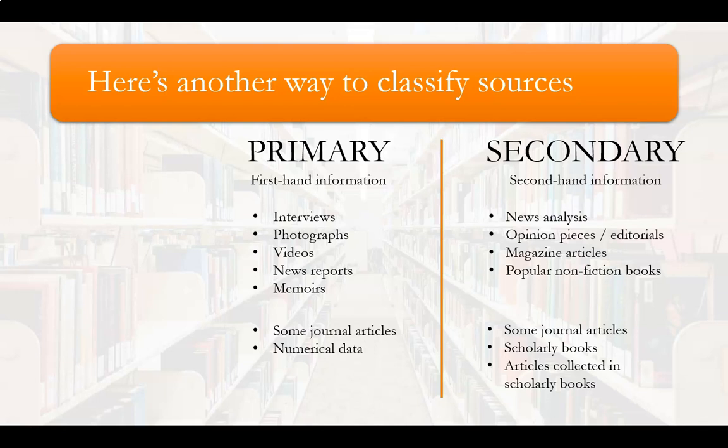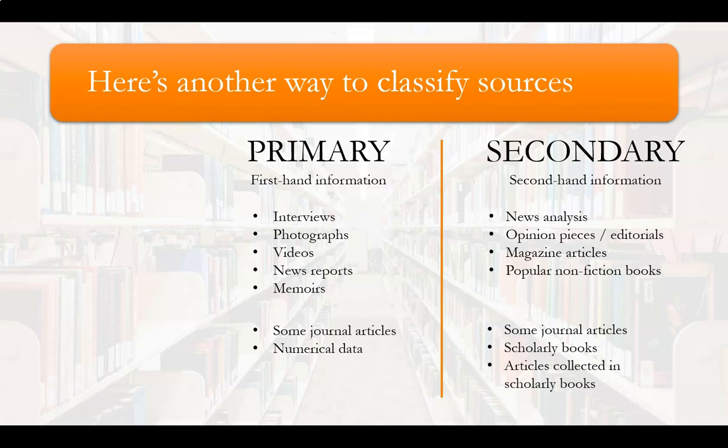Contrast that to secondary sources, which are written by people who were not there. Someone who read about it and then wrote what they thought based on what they read. An example of this might be an opinion piece in a newspaper or magazine, or some journal articles. Lots of journal articles are written by scholars who were not actually there themselves, but still have something to say based on what they've read.